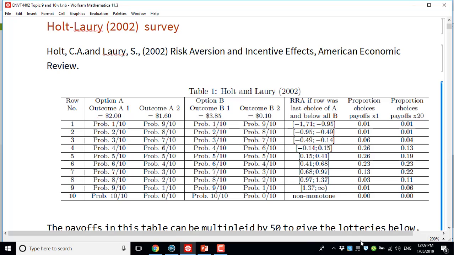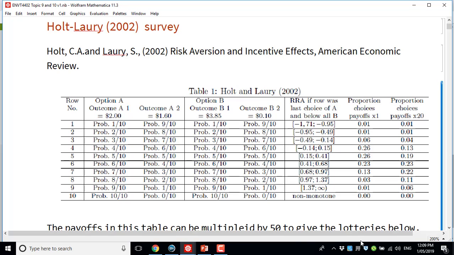And then if you scroll down, what you can see is the payoff or the outcome is always the same: the $2 and $1.6, $3.85 for option B, and 10 cents. But what is changing here is the probability of getting this low and high outcome. So what we are interested to know is your choices for each of these gambles, from 1 to 10.